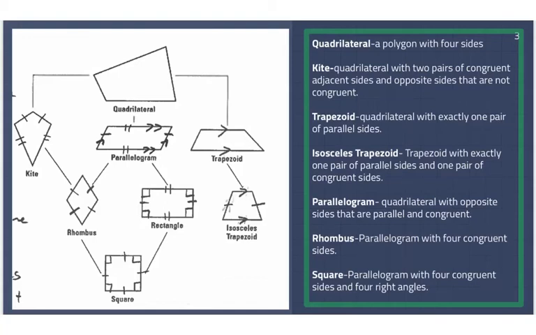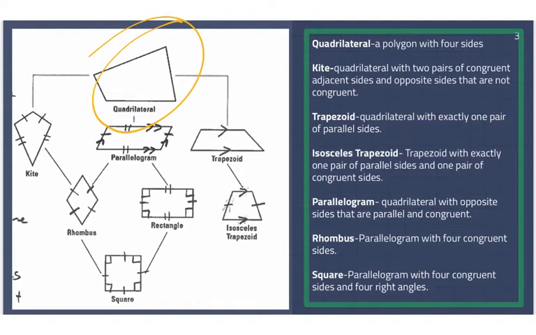Okay, hey guys, we are going to study quadrilaterals this week. So quadrilaterals are polygons with four sides. You can see we have a hierarchy over here on the left, showing you that everything starts here with the quadrilateral, and then everything is kind of under that umbrella.